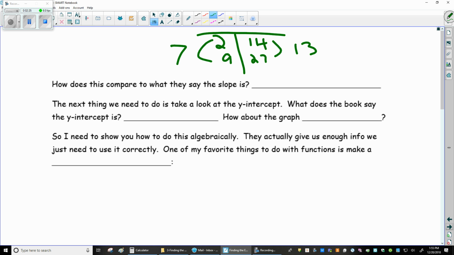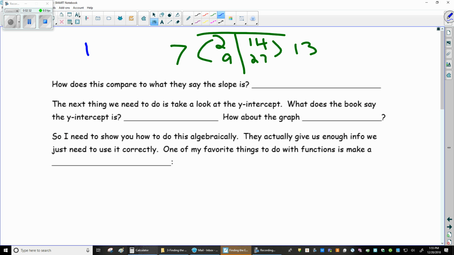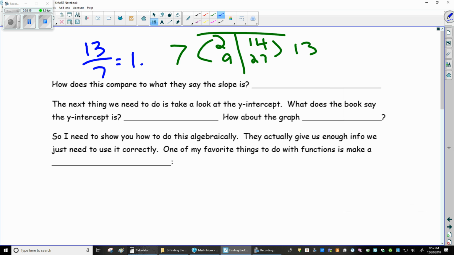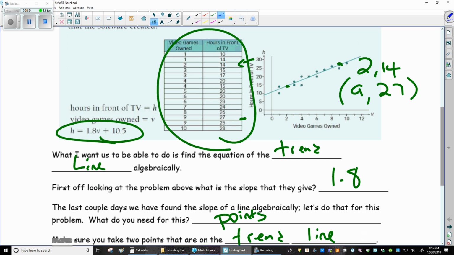And if I take 13 over 7 and I use my calculator to figure out what that turns into, because I have no idea what 13 divided by 7 is off the top of my head, I end up getting 1.85 or 1.86. How does that compare to what they said? If I look at what they said, 1.8 instead of 1.85, which is pretty darn close.